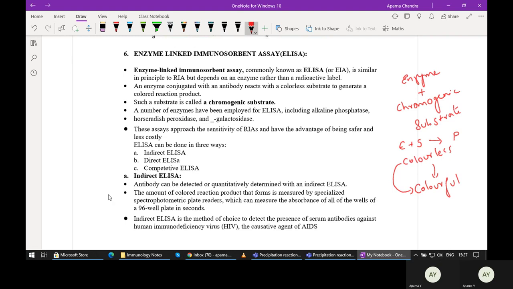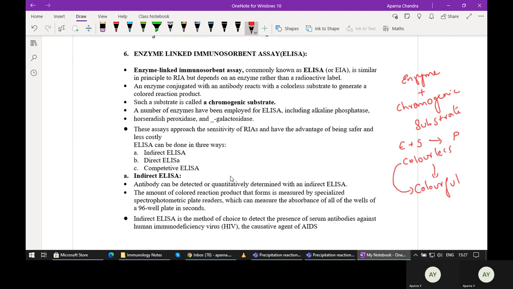So what enzymes are we using? Generally, we use different enzymes like alkaline phosphatase, horseradish peroxidase, galactosidase, and so on. These three are regularly used enzymes in ELISA.